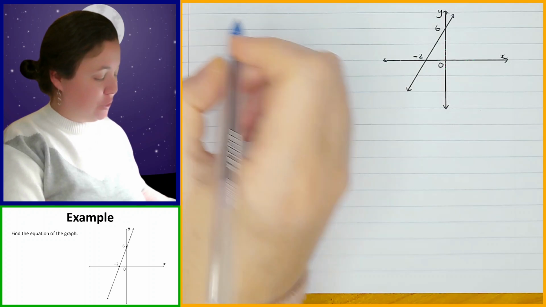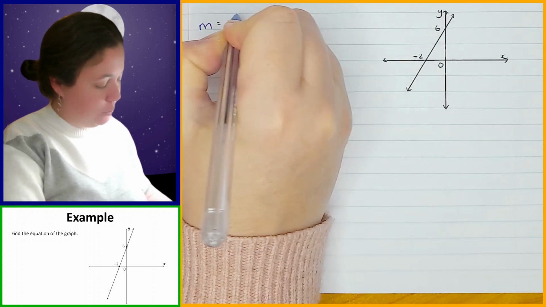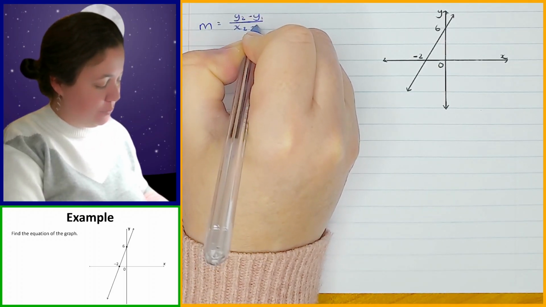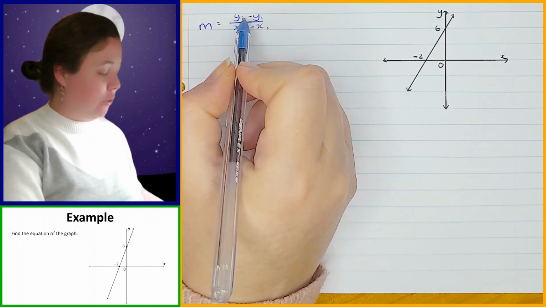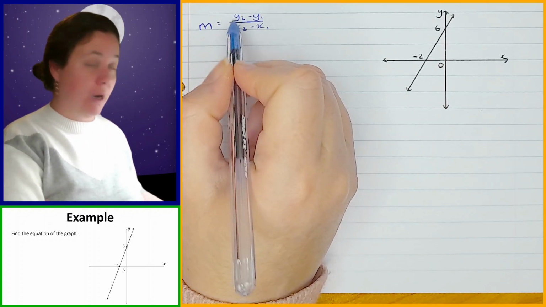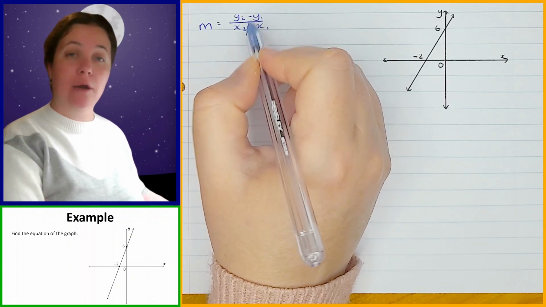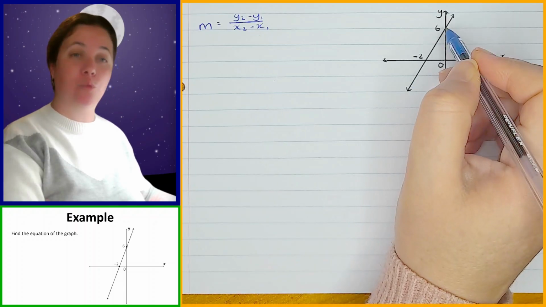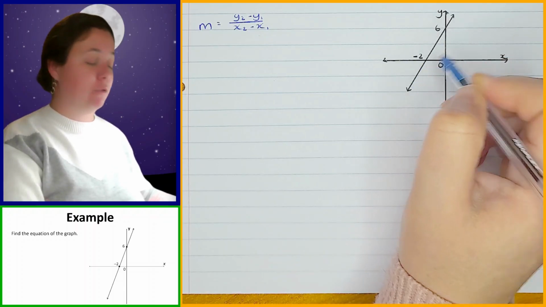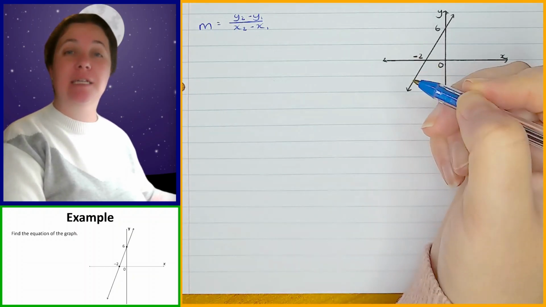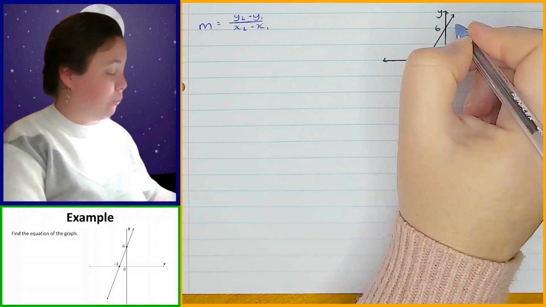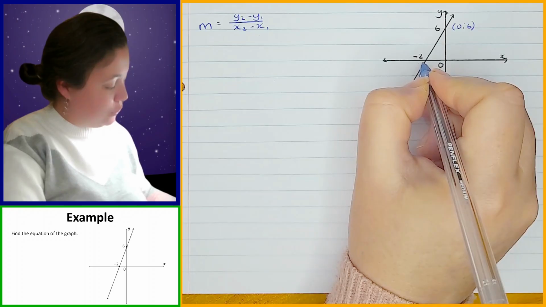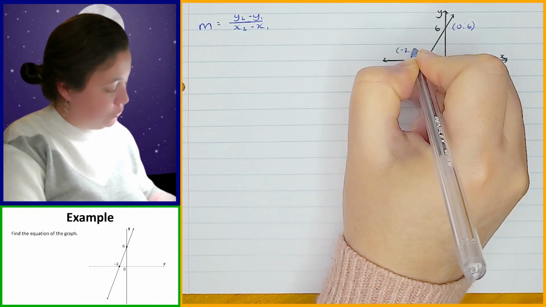So to find the gradient, I'm going to use the formula m equals y2 minus y1 over x2 minus x1. Okay, now that means that I need a point 2 for the y2 and the x2, and I need a point 1 for the x1 and the y1. So I'm going to choose which point over here I'm going to make point 1 and which point I'm going to make point 2. But first I'm just going to write these as coordinates, so it's going to be easier for me to actually see what the x and y values are for each point. So the coordinates of this point over here are 0, 6, and the coordinates here are -2, 0.